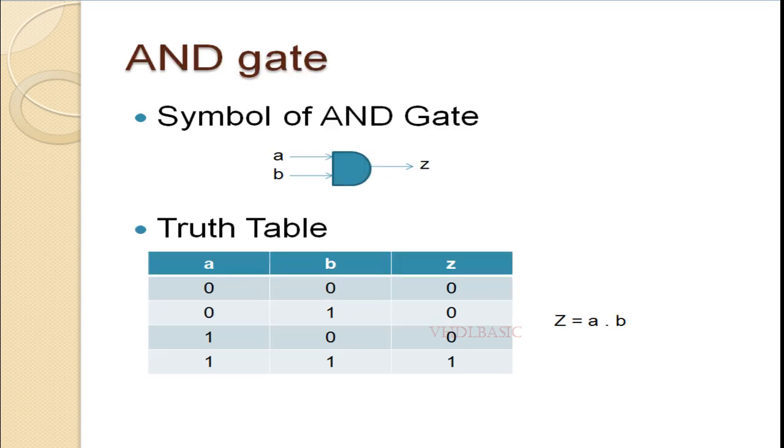As we all know, this is the symbol of AND gate where A and B are the input, Z is output. Coming to the truth table of AND gate, if any one of the input is 0, then output Z will be 0. In other words, if both inputs are 1, then output Z will be 1. Already we know dot denotes the AND operation. If you see the expression of AND gate, Z equal to A dot B.